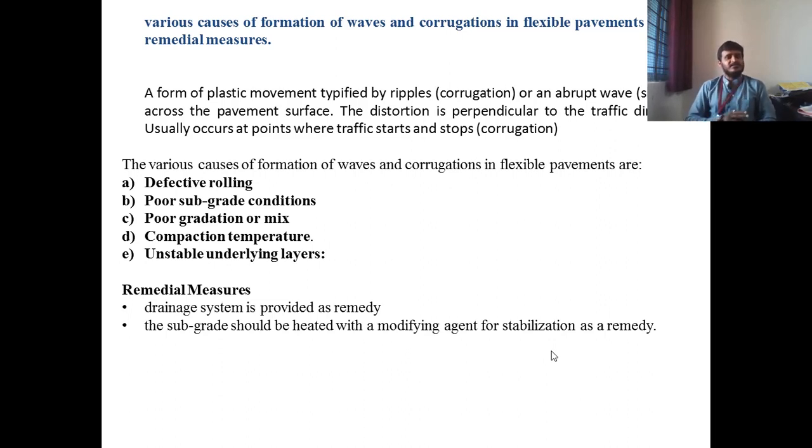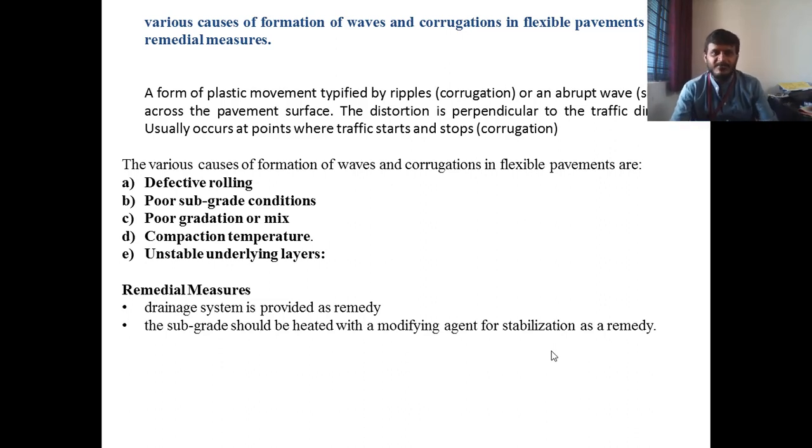The various causes of formation of waves and corrugations in flexible pavement are defective rolling during the construction. The second one is poor subgrade conditions, poor gradation of mix, compaction temperature. If you are not following the proper compaction temperature, this is likely to happen. Then unstable underlying layers, such as base course, sub base and subgrade. If these are unstable, we might come across these kinds of failures.